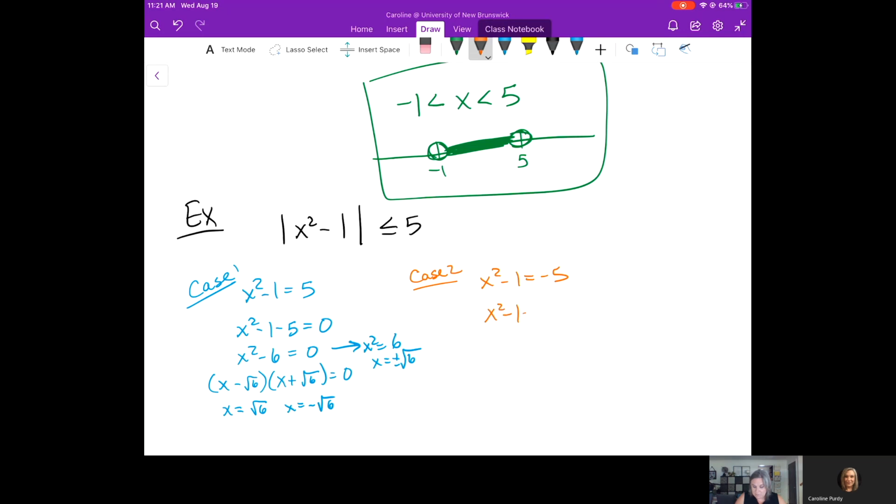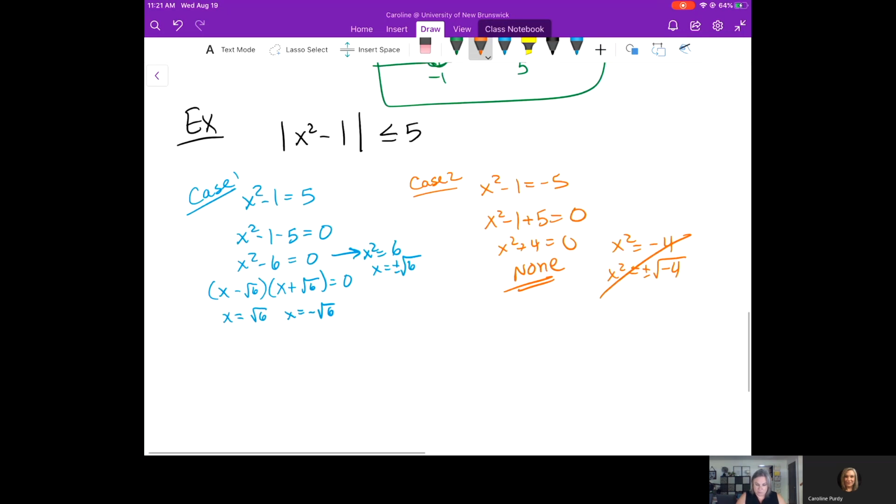So over here, if we bring the 5 over, it'll be positive. So x squared plus 4 equals 0, and this is none. That x squared equals -4. If you take the square root, we can't have the square root of a negative, so there's no answers here. So for this situation, we could have ended up with numbers in both case 1 and case 2 that work, but we didn't. We just had numbers in case 1 that work.